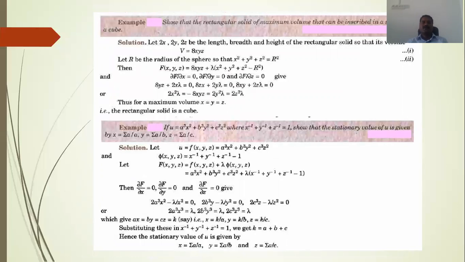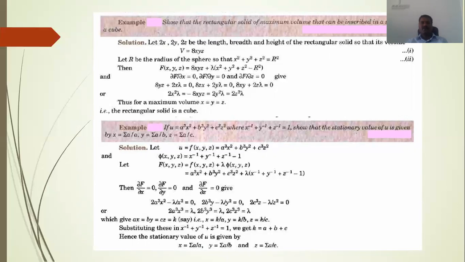Next one. Show that the rectangular solid of maximum volume that can be inscribed in a sphere is a cube. Let 2x, 2y, 2z, I've taken 2x for the sake of convenience, which you can understand just ahead, right? 2x, 2y, 2z be the length, breadth, and height of a rectangular solid, so that its volume V equals 8xyz. Let capital R be the radius of the sphere, so that x square plus y square plus z square equals R square.